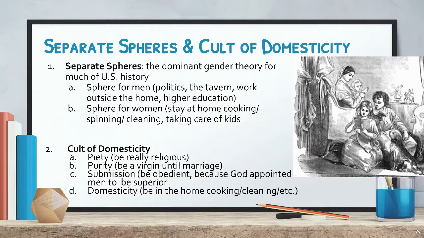The cult of domesticity specifies a few distinct attributes that would define a good and virtuous woman. The first is piety, in that they should be the religious center of their home, teaching their children from the Bible. Next is purity, which is to remain a virgin until marriage. Then we have submission, which is being obedient as a child to their parents and as a wife to her husband. The argument is that God appointed men to the superior position. The last one goes back to a woman's sphere, and that is domesticity, which would be keeping a tidy and clean home, along with solid cooking skills.